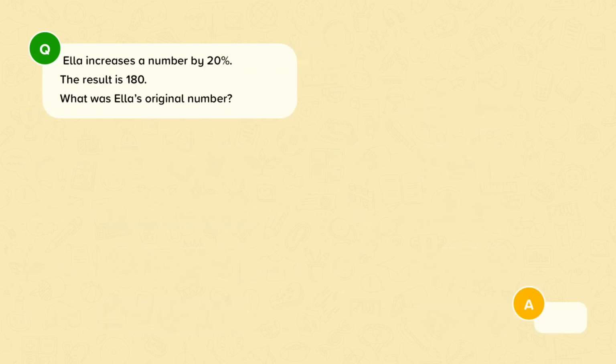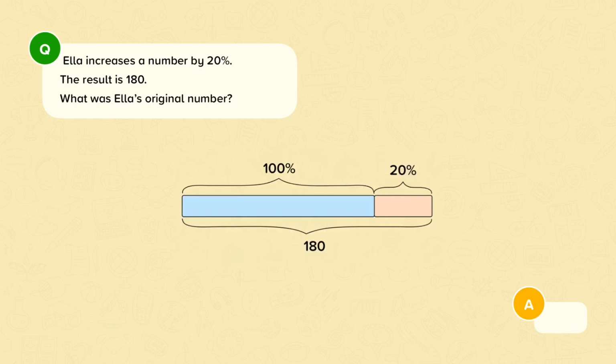Ella increases a number by 20%. The result is 180. What was Ella's original number? To help us with this, we're going to use a bar model. This is Ella's original number, which is 100%. That number has been increased by 20%, and the total is 180. The question is asking us to find this part, to find 100%.